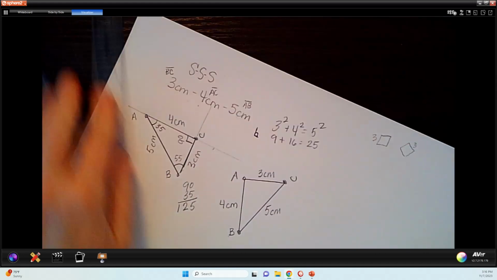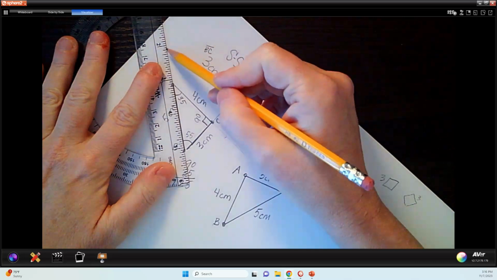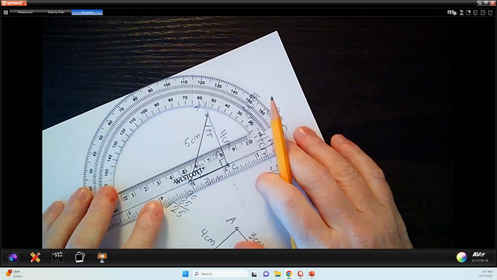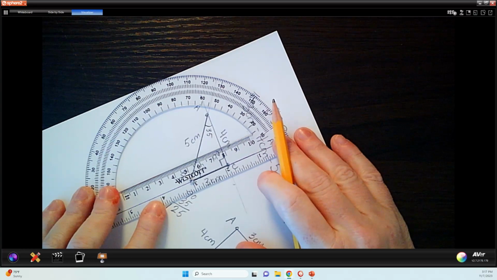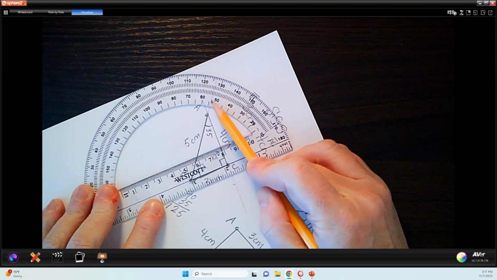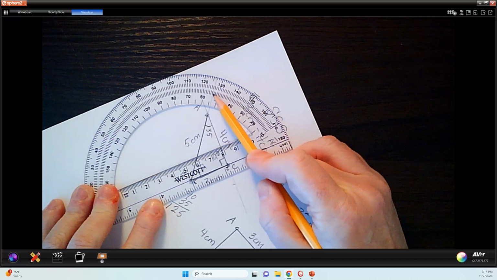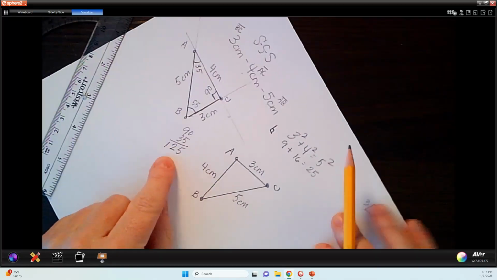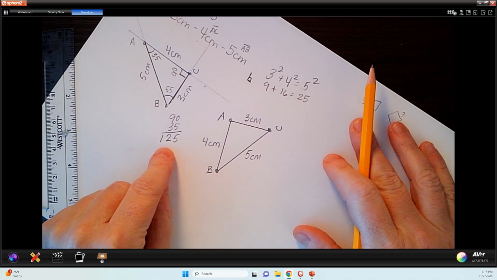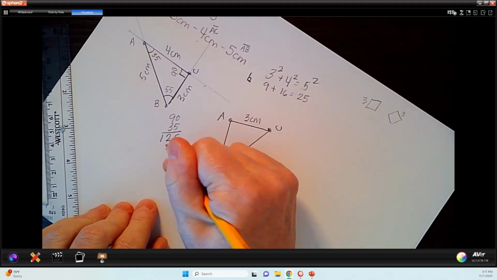Now again, I did construct this by hand, and it may be off just a little, but let's see how close. A little bit, a couple degrees. Okay, so see how I said it was like 53, 54. So pretty close, but mathematically 90, 35, and 55 does add up to 180, which is my goal.